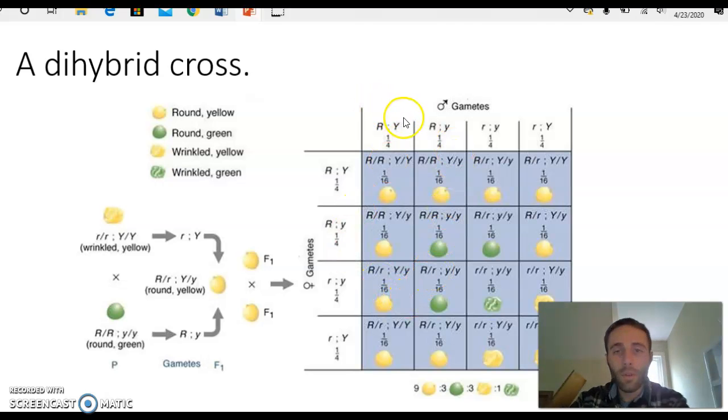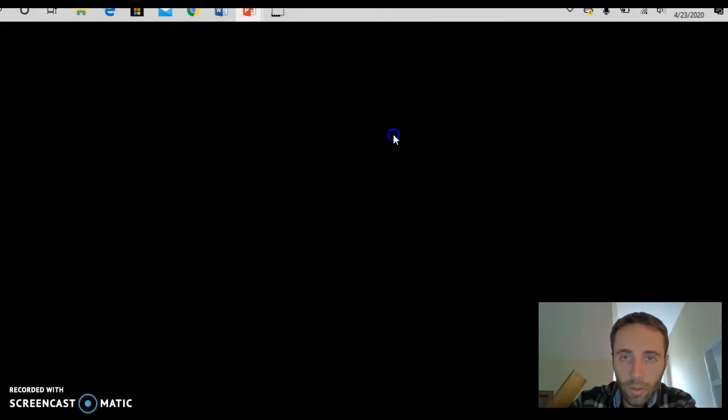So again, if you look at these crosses, since each allele has a 50-50 chance of being passed over, I have a 1 in 4 chance that I get a round and a yellow allele. Oh no, what happened here? I think I'm being timed out.